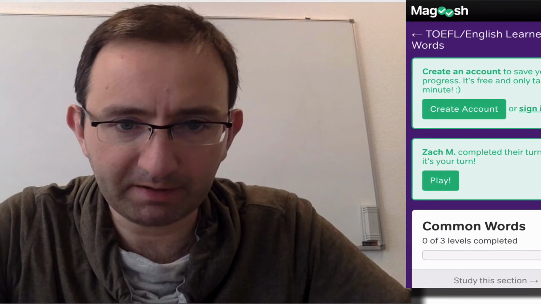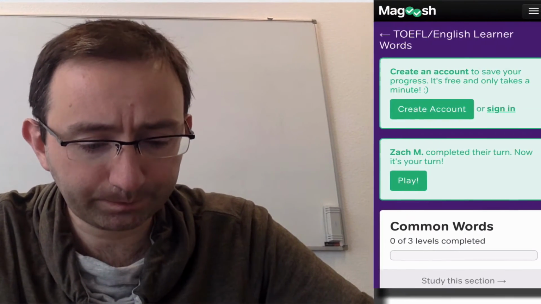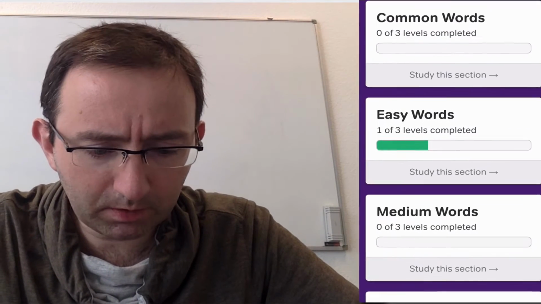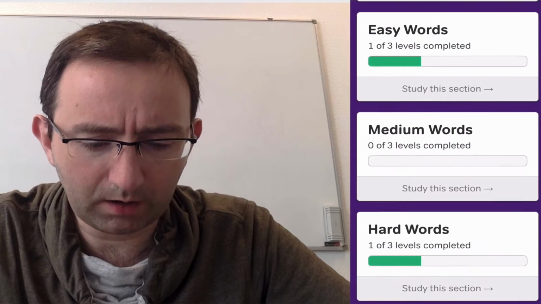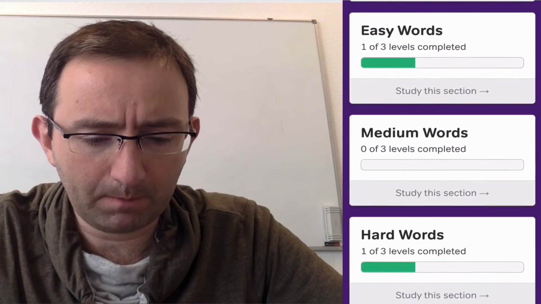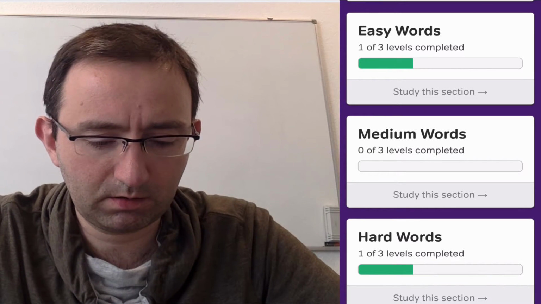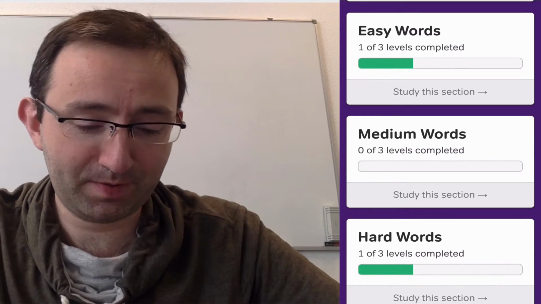It says create an account. I don't really want to do that because I'm not going to keep this on my phone. I'm just looking at it today. So what you get are common words, easy words, medium words, hard words. You can have a play and see what your level is, but obviously I am a native speaker.